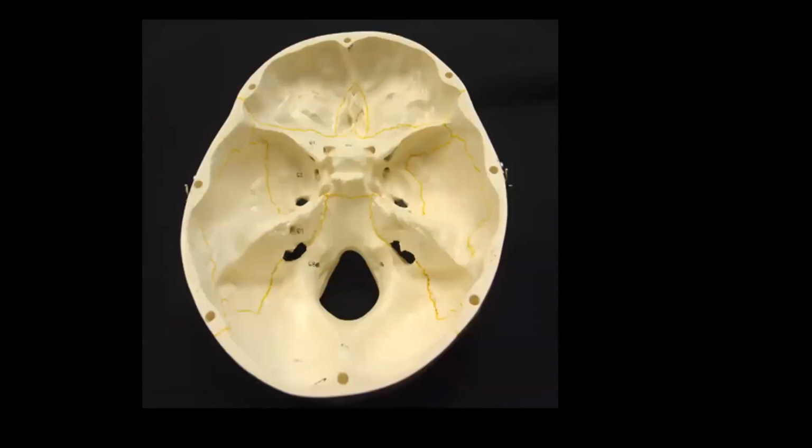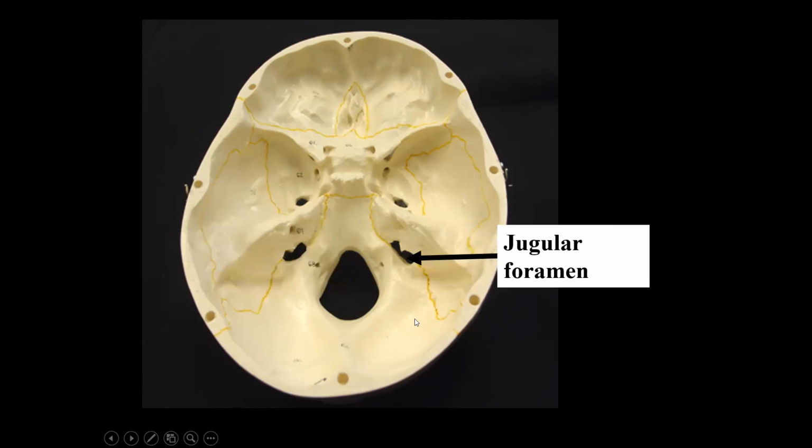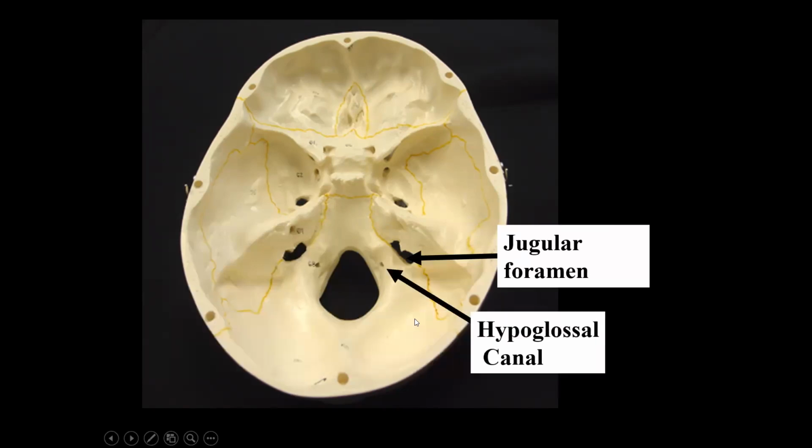Another perspective of our skull. Again, we can see the sella turcica right here. This gives you a better idea of the size of the sella turcica and the ridge line that you see here. We see the foramen magnum. We see the jugular foramen here and over here. Now this little opening, there's the jugular foramen. This little opening here, tiny opening called the hypoglossal canal. Very, very important to us.